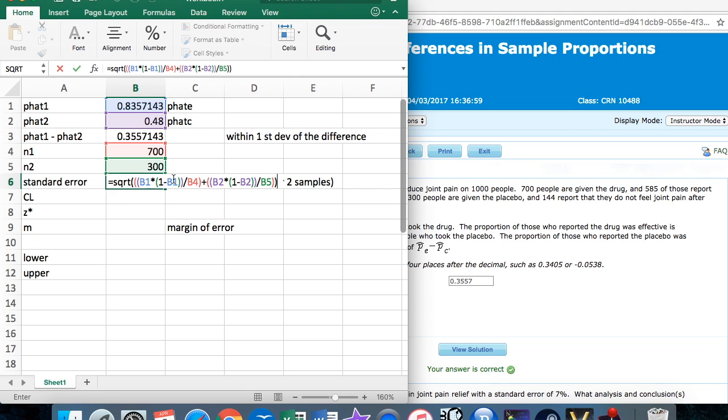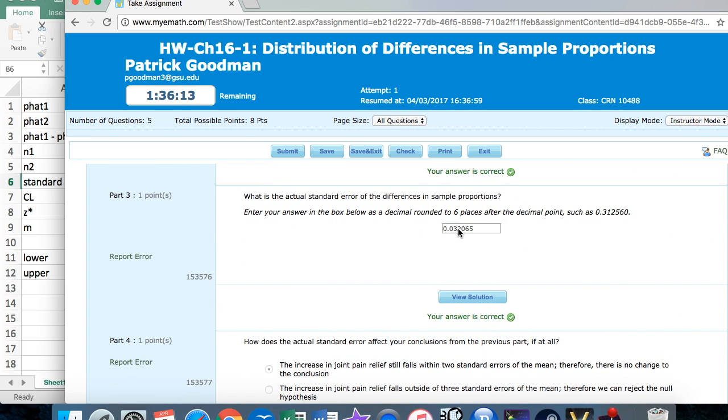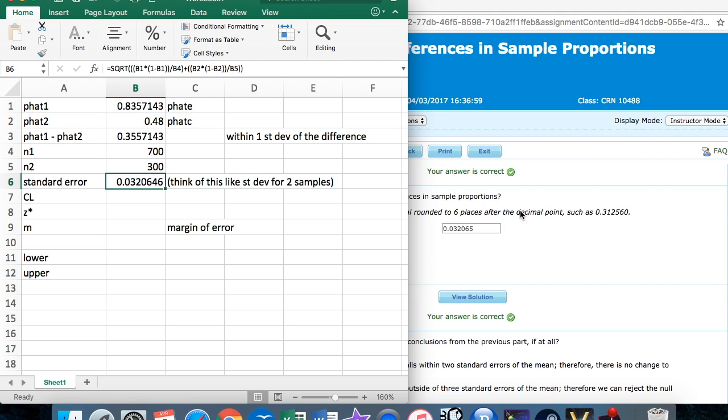So this is like the standard deviation of p1, and this is the standard deviation of p2. Sum the two of them together. If you think about it like that, that's your standard error for these. Think of it kind of like 2 different standard deviations being summed together. It looks horrible, but you will have practice. Okay, so that is my standard error. It would be this value right here, about 3.2%.